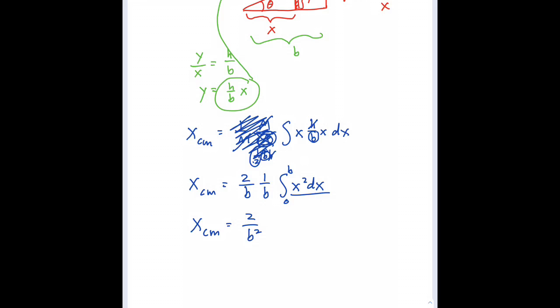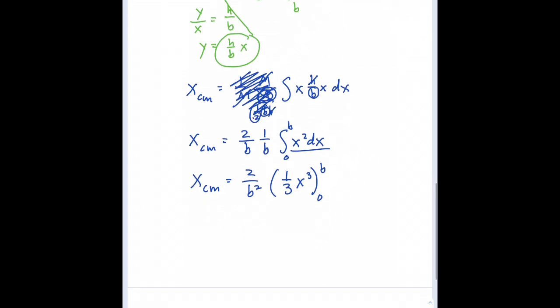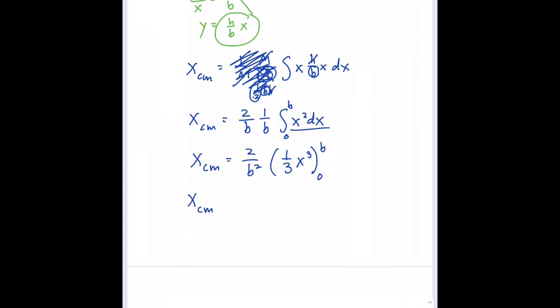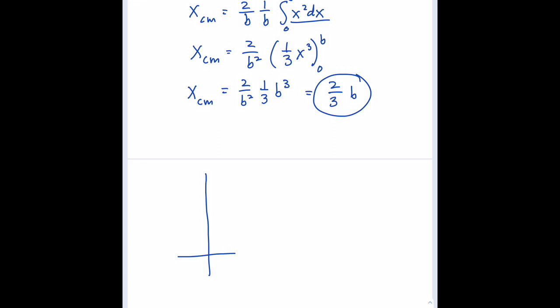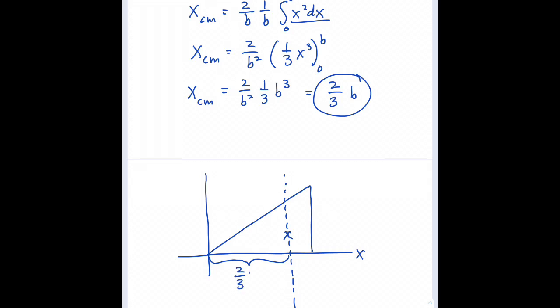And then the integral of x squared dx is 1/3 x cubed. And we're going to evaluate that from 0 to b. And that's just going to give us 1/3 b cubed. So I think we've got the location along the x-axis as 2 over b squared times 1/3 b cubed. And that simplifies to 2/3 b. So what does that mean? Well, we have the triangle on our xy axis, and we guessed that the center of mass is somewhere around here, and that looks about right. The distance down the x-axis, it looks reasonable to say that's about 2/3 the base of the triangle.